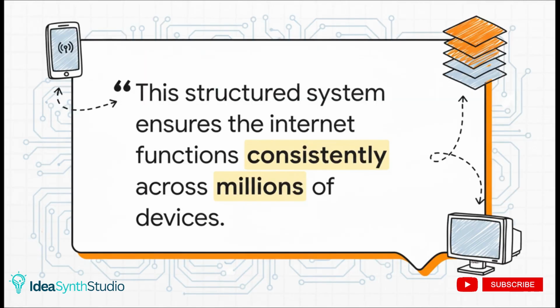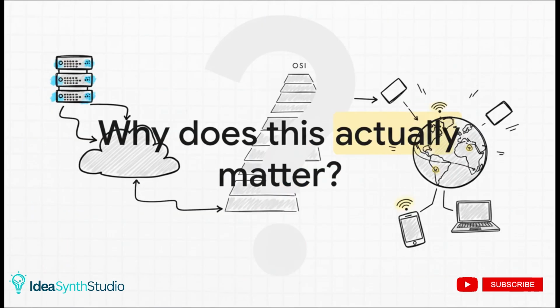And that's the real beauty of it. This incredibly structured, layered system is what lets the internet function so consistently. It's why a brand new iPhone can talk to a 10-year-old server without a single problem. It just works. So, beyond being a pretty fascinating piece of computer science, why does any of this actually matter in the real world? Why should you care?